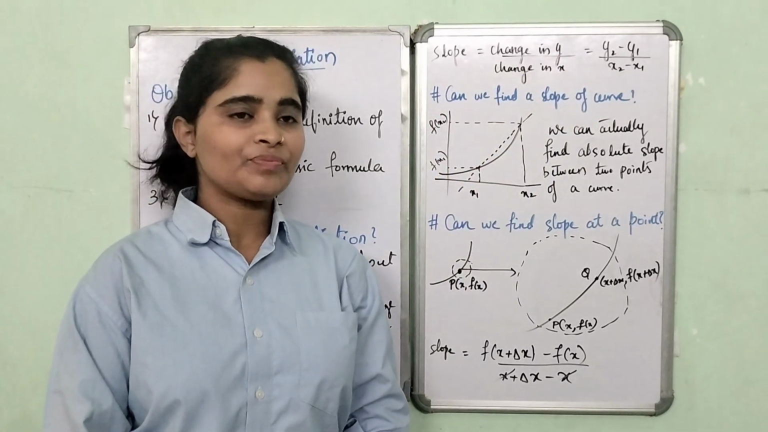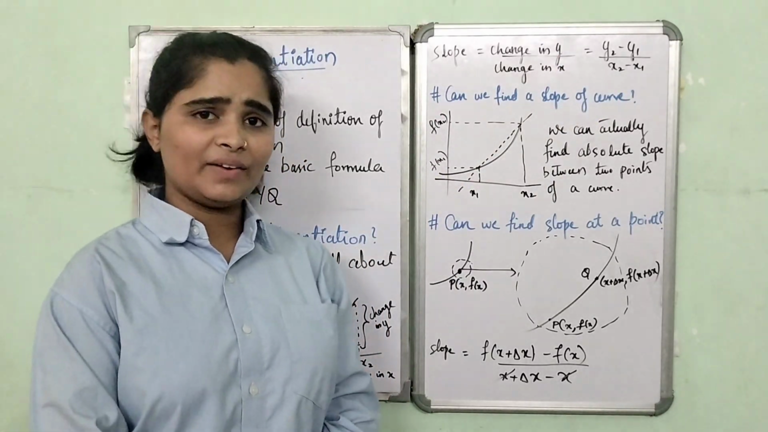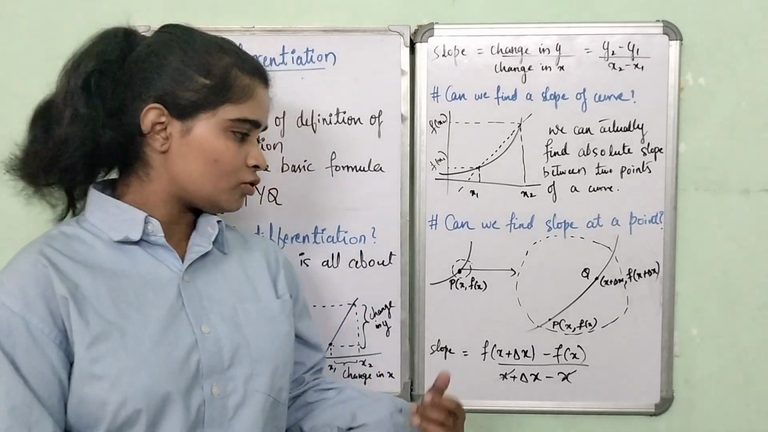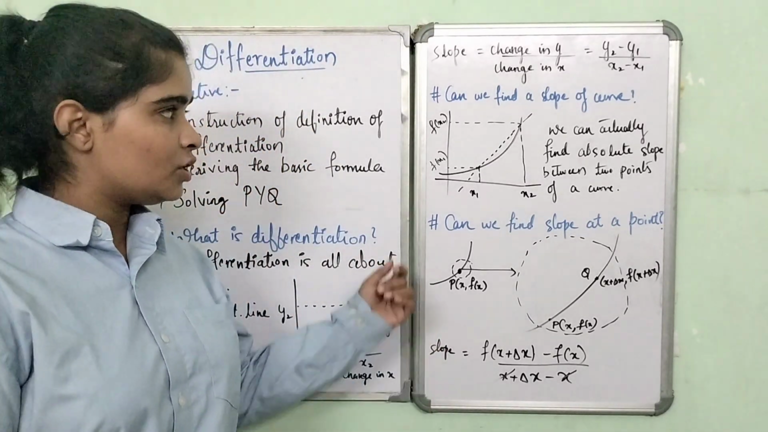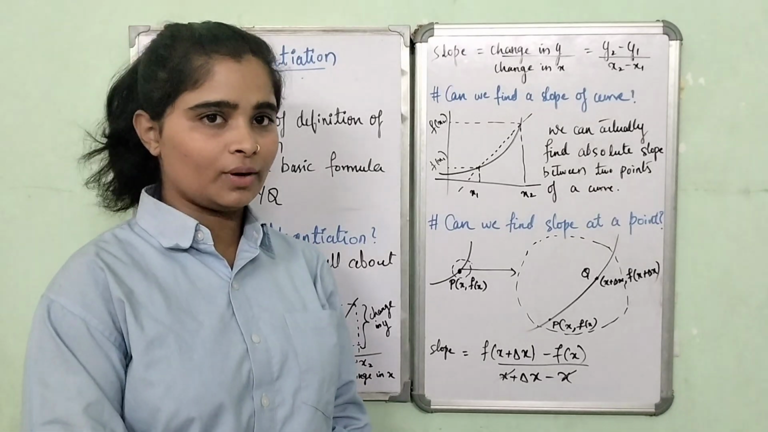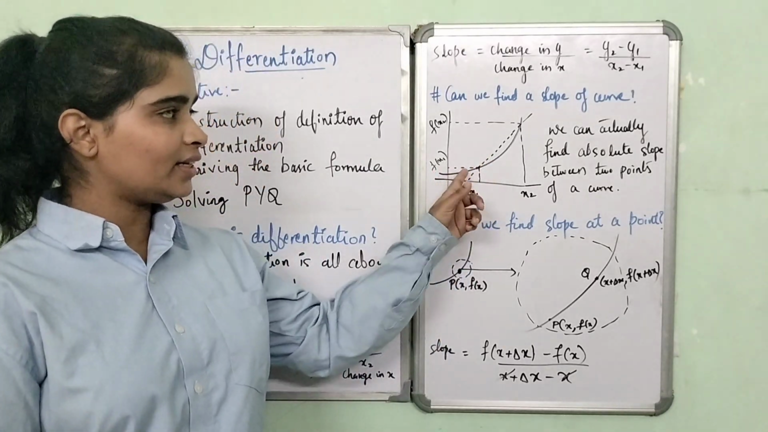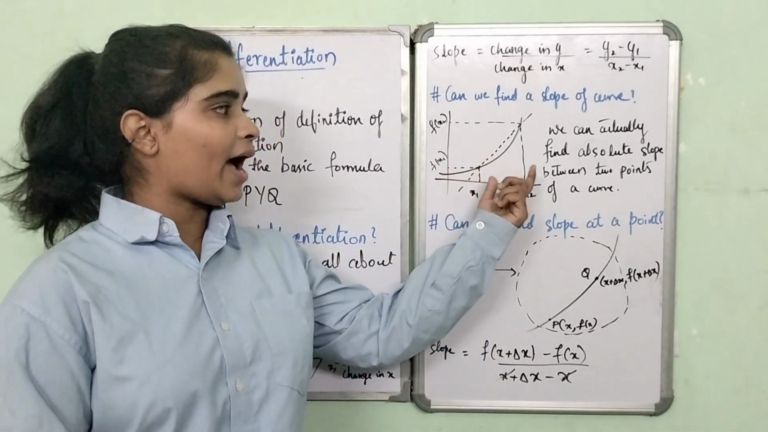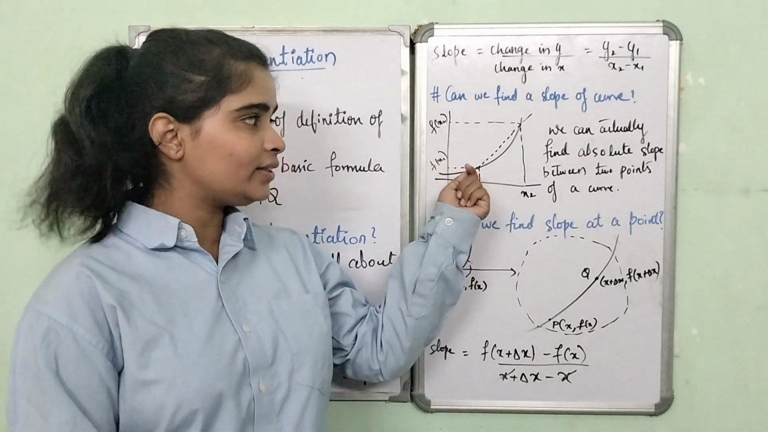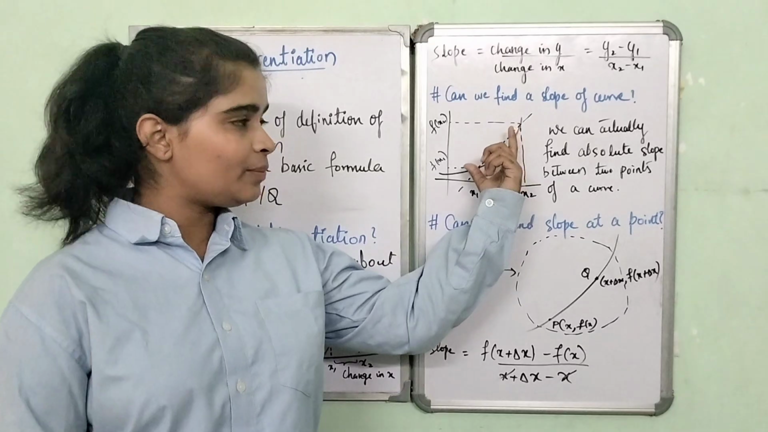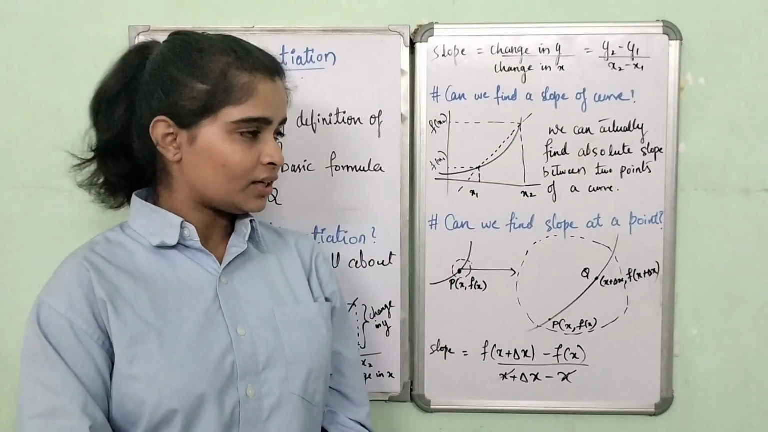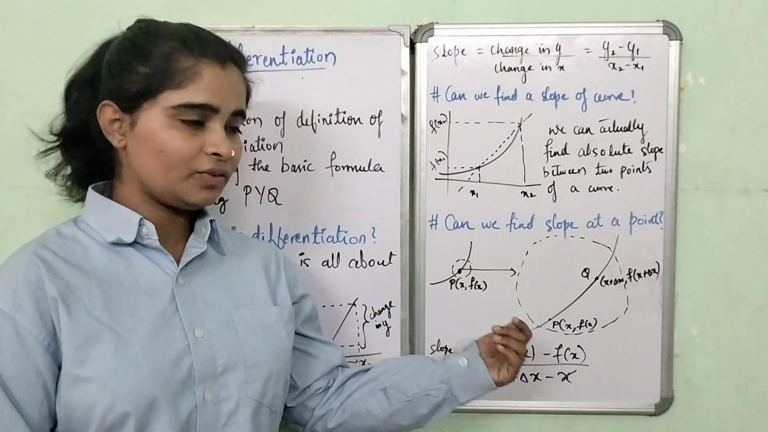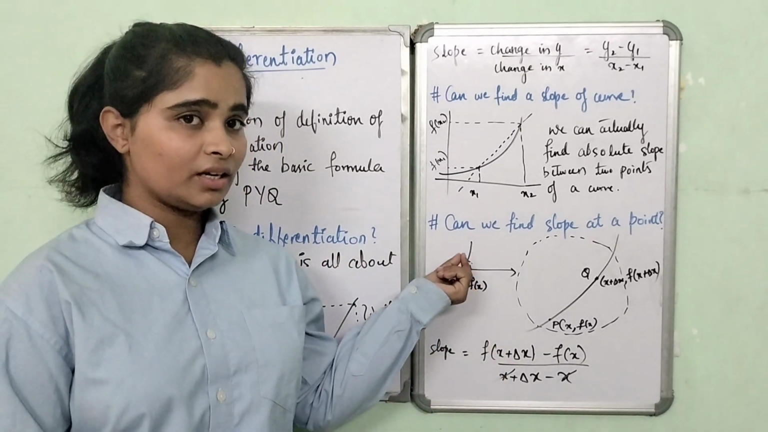It was pretty simple. Now, my next question is, can we find the slope of a curve? The slope of a straight line is very easy. So, for the slope of a curve, let us consider 2 points. If I consider 2 points on a curve, I will get the average slope, right? I will not get the definite slope of a curve, but I will be able to find the average slope. Now, my final question will be, can we find the slope at a point? Is it possible for us to find the slope at a single point?